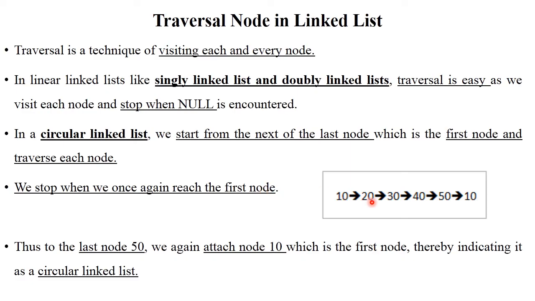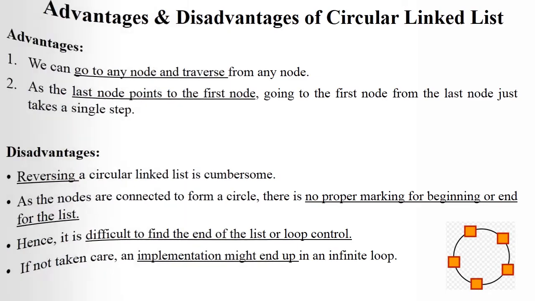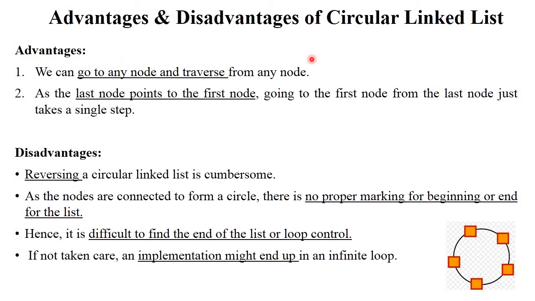See here, 10, 20, 30, 40, 50. Suppose all these nodes are present in the linked list, and after 50 it again points to 10. Means we stop when we once again reach the first node. Clear? So this is the concept of traversing a node in circular linked list. Next. Now, advantages and disadvantages of circular linked list.